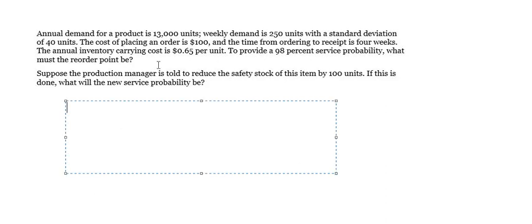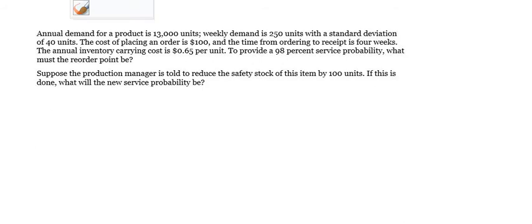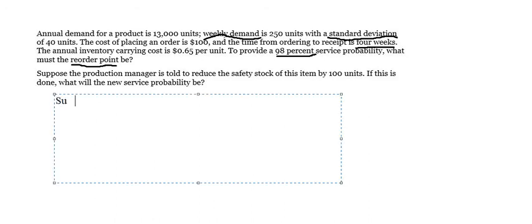First, we need to analyze the numbers here. Because we want to find the reorder point, we need to concentrate on these numbers: weekly demand, standard deviation, lead time for weeks, and 98%. In the summary, we need to concentrate on weekly demand, which is about 250 units. Standard deviation is 40 units.